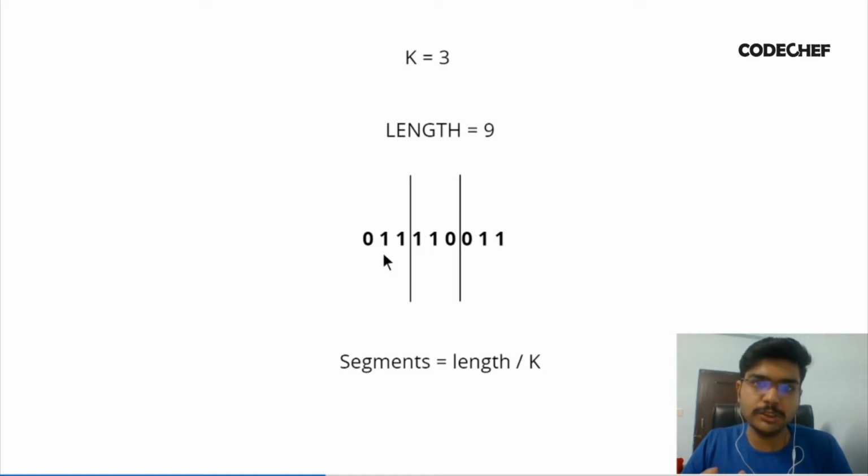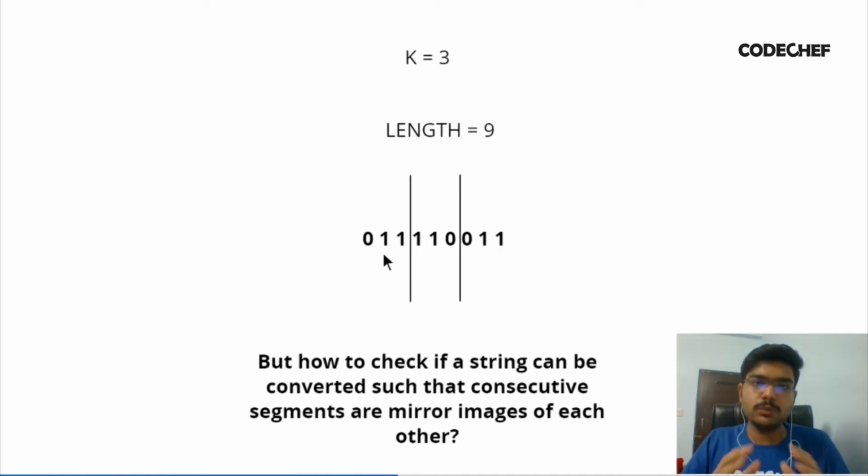And if it is possible, then we'll see how we can permute to get the lexicographically smallest string, right? So we have seen that the segments are 3 here, that is 9 divided by 3, which equals 3. So the question arises: how can we check whether a string can be converted such that the consecutive segments are mirror images of each other? This is the important question that arises in our mind.